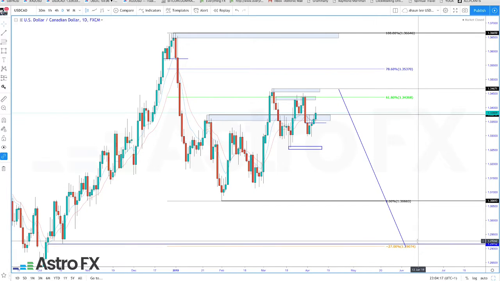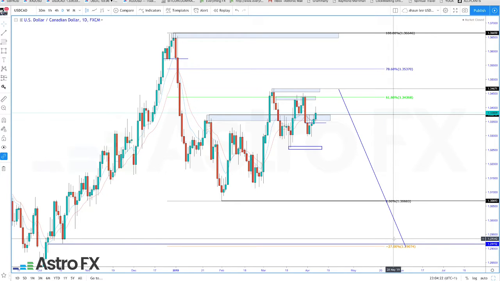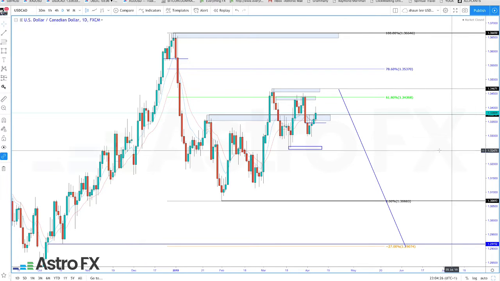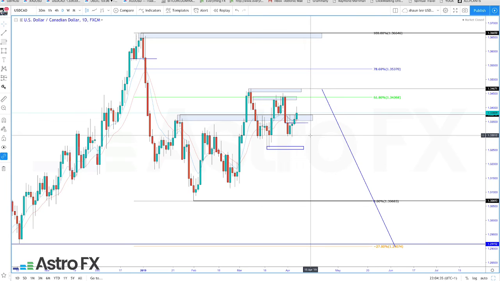Coming in, we can see that the minus 27% extension is quite a few pips away. From current market price, 3,380, let's just say 3,400 down to 2,900, that's 500 pips. So that can give us a scope and give us a target. Now, looking at USD CAD, where my crosshair is, we rebounded back off 3.3.